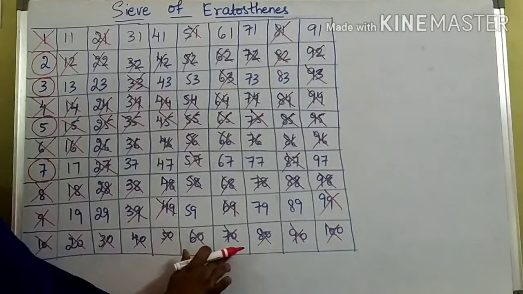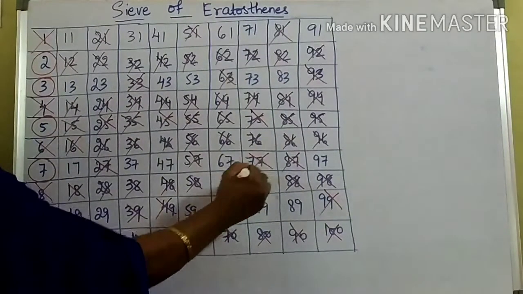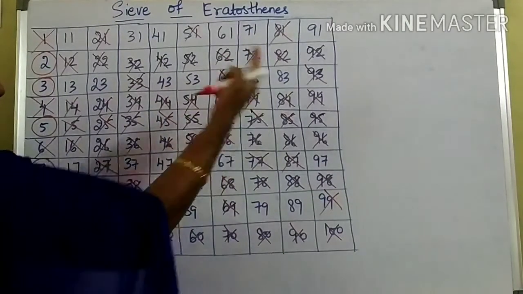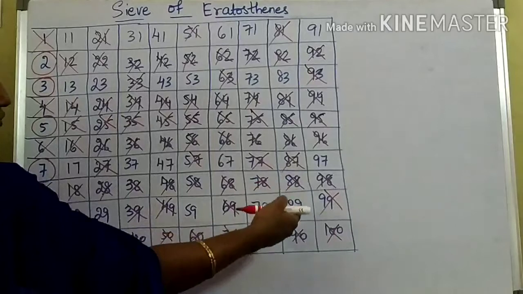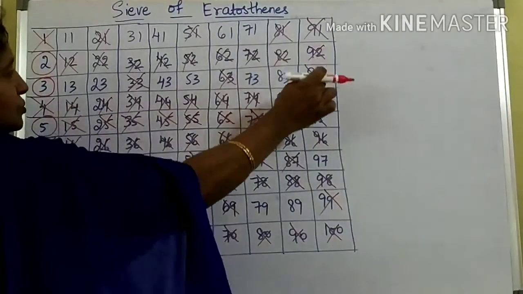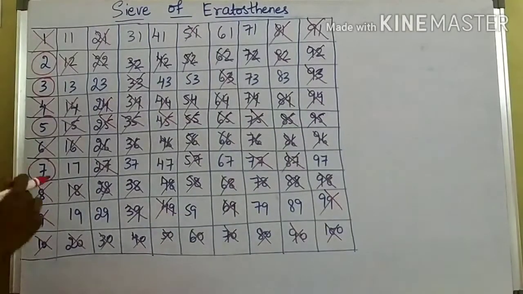Next count the 7th number: 1, 2, 3, 4, 5, 6, 7. 77 is a multiple of 7. Again 1, 2, 3, 4, 5, 6, 7. 91 is a multiple of 7. Next 1, 2, 3, 4, 5, 6, 7: 98 over. Right? Next number is what?